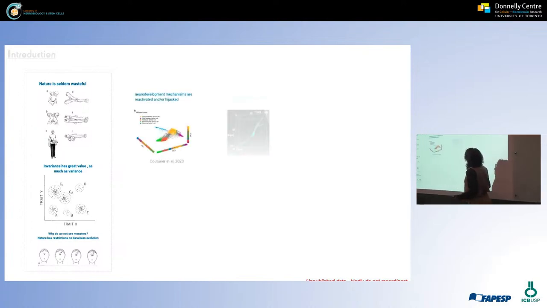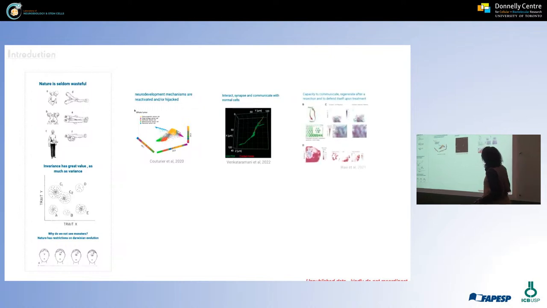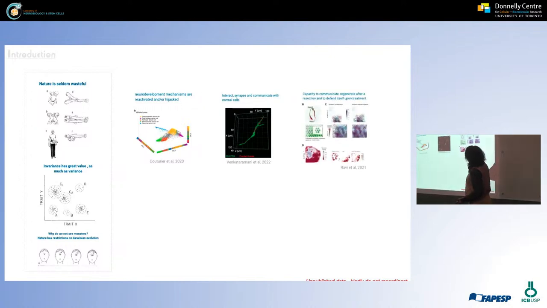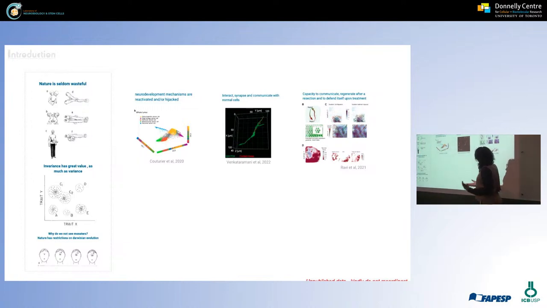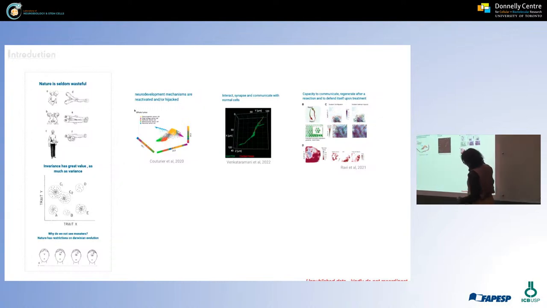So we see the same patterns, as I said. You do see neurodevelopmental mechanisms that are conserved. It's not exactly a devil. It forms connections with normal neurons. It actually forms synaptic connections. It has the capacity to regenerate and to communicate.